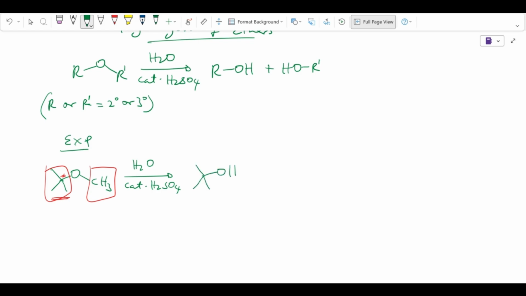So if you did that, making this into an OH group, you have that tertiary alcohol, and then you would have a methyl alcohol. So that's all you have to do.